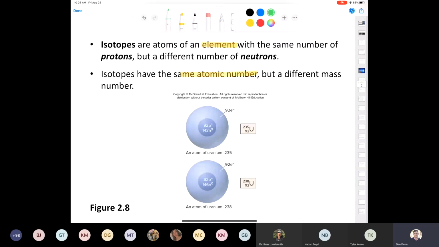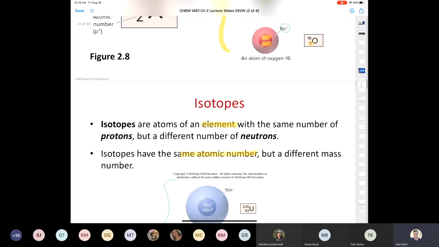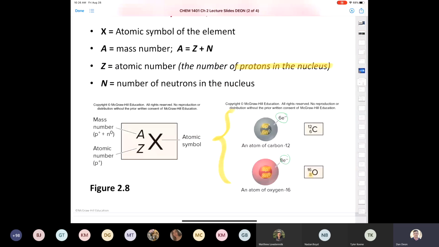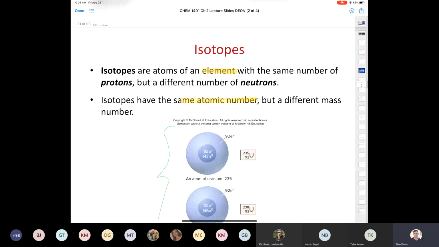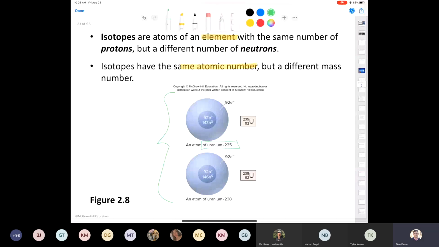So let's take a look at these two beautiful isotopes right here. We have uranium-235 and uranium-238. Notice that on the last slide, oftentimes when we're describing an element as an isotope, we say the name of the element and then we read off the mass number. So we have carbon 12, oxygen 16. Down here we have uranium-235. Why? Because 235 is the mass number. Here we have uranium-238. Why is it 238? Because 238 is the mass number.